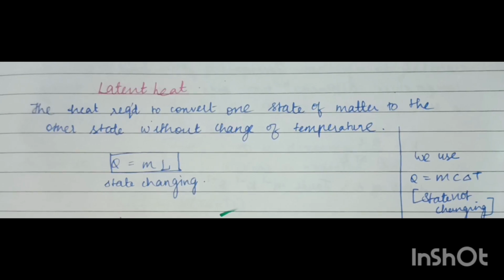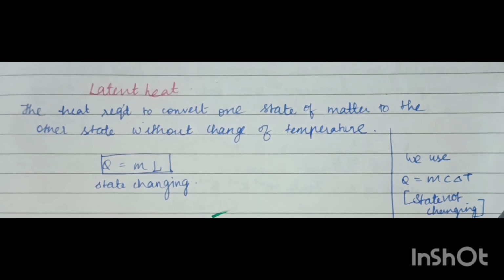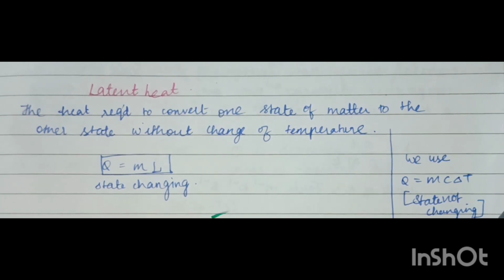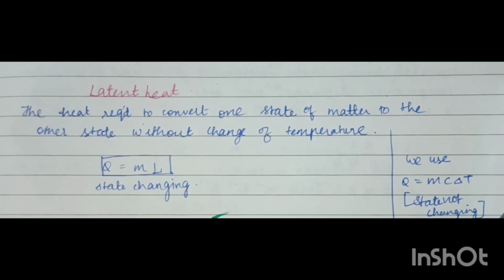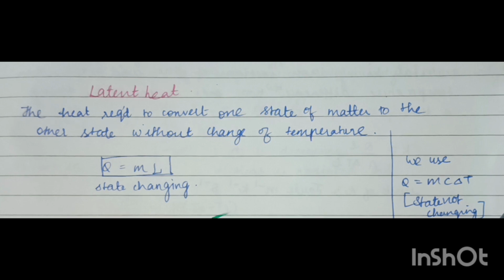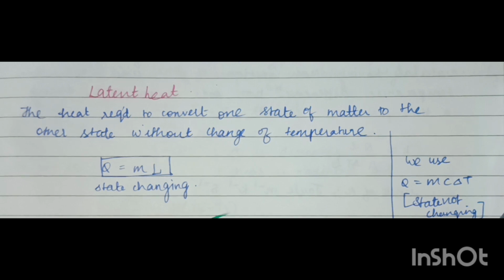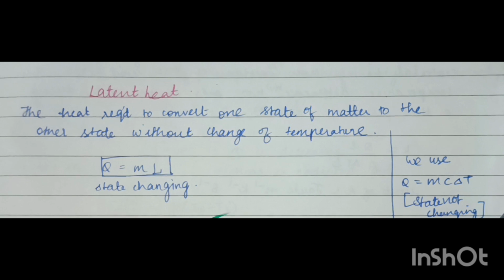So in latent heat, the heat required to convert one state of matter to the other state without change of temperature, that is latent heat. So let us take an example. If we are going to convert ice at 0 degrees Celsius into water at 0 degrees Celsius, then for that there will be some amount of heat required, and that heat is called latent heat. Please note one more thing here, there is no change of temperature, there is only change of state. Q equals M into L, so here L is the latent heat and M is the mass.